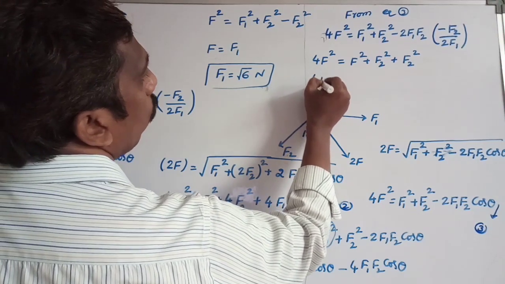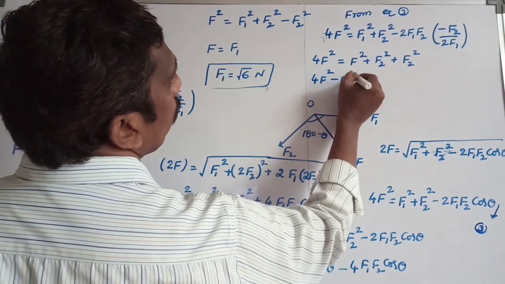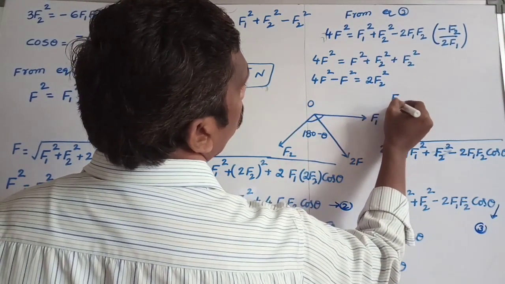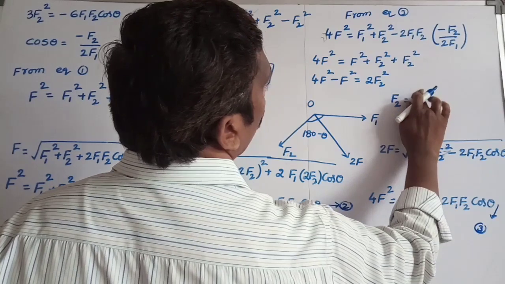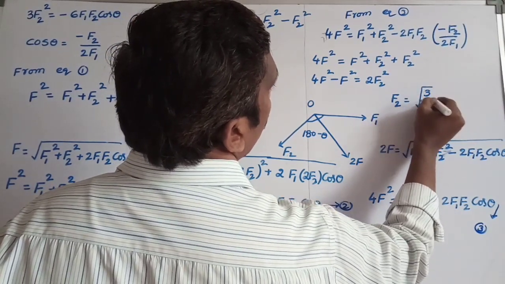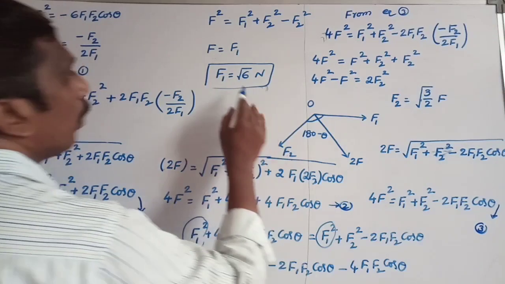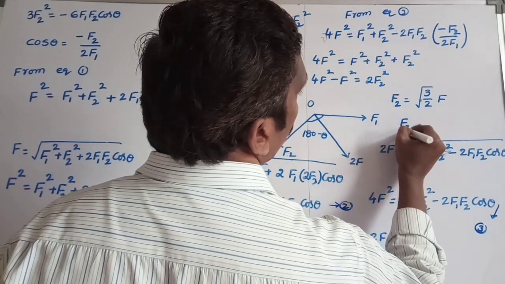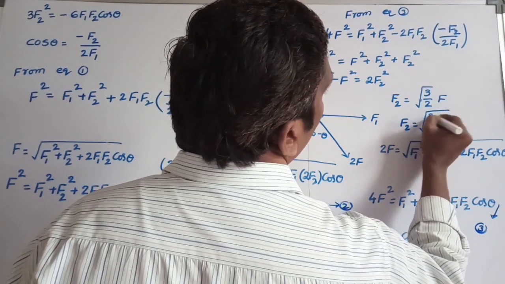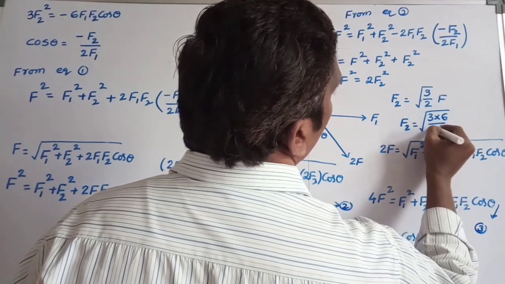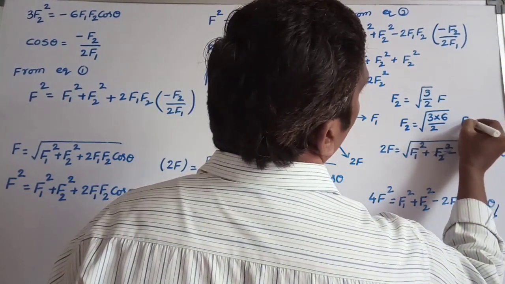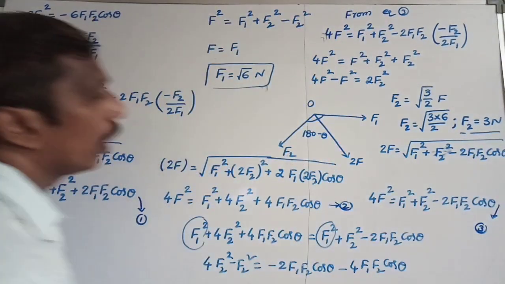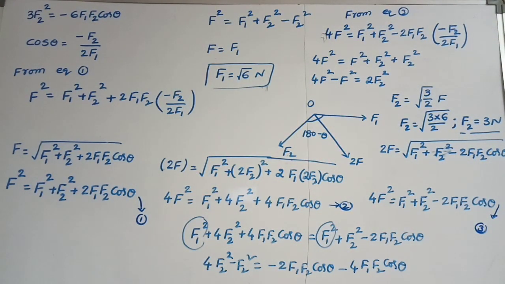So from this, 4F square minus F square is equal to 2F2 square. From this, F2 is equal to under root of 3 by 2 into F. But F is already given as root 6. So from this, F2 is equal to, we can write, 3 into 6 by 2. So finally we get F2 is equal to 3 Newton. F2 is equal to 3 Newton, F1 is equal to root 6 Newton.